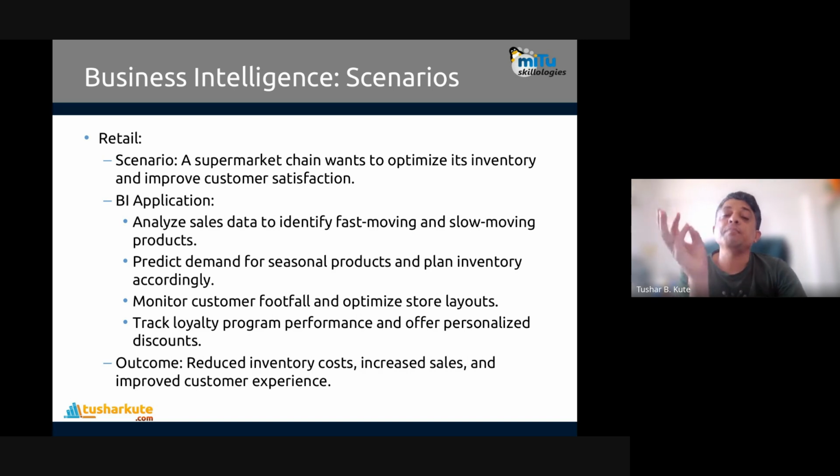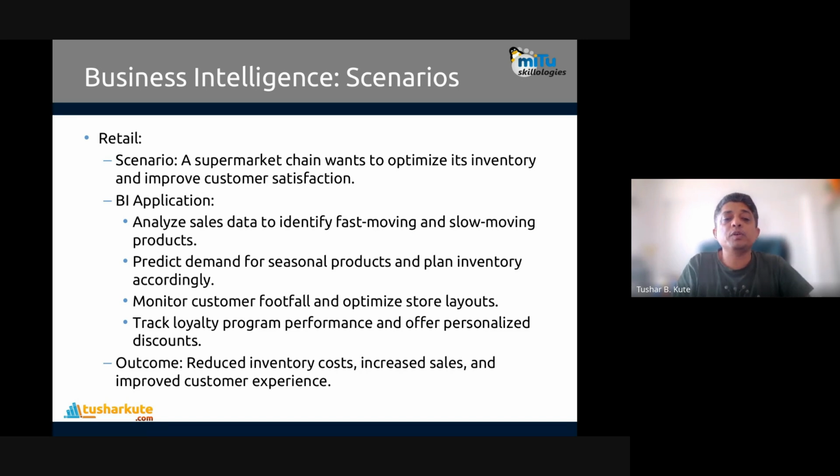Then predict the demand for seasonal products and plan inventory accordingly. Like umbrellas will be demanded at the start of the rainy season, so umbrellas should be in stock before the rainy season. Correct? Many things are possible in the monsoon season separately, in the winter season separately, summer season separately. So plan them accordingly. That prediction is possible. Again, this comes under the time series analytical method under business intelligence.